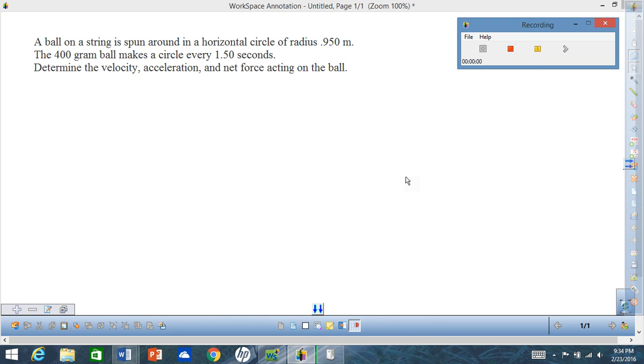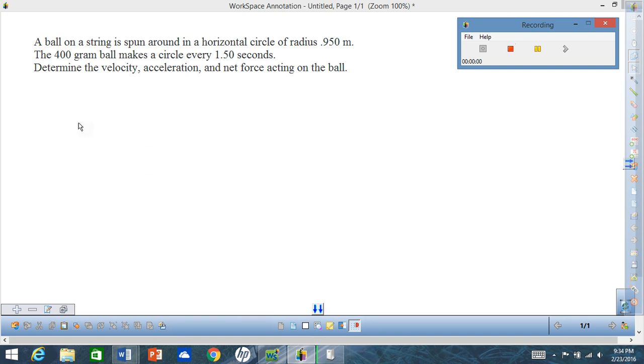Today we're going to look at a situation where a ball on a string is spun around in a horizontal circle. Now, when something is moving in circular motion, it has to be accelerating because its direction is continuously changing. And one question that you'll have is, which way is it accelerating?